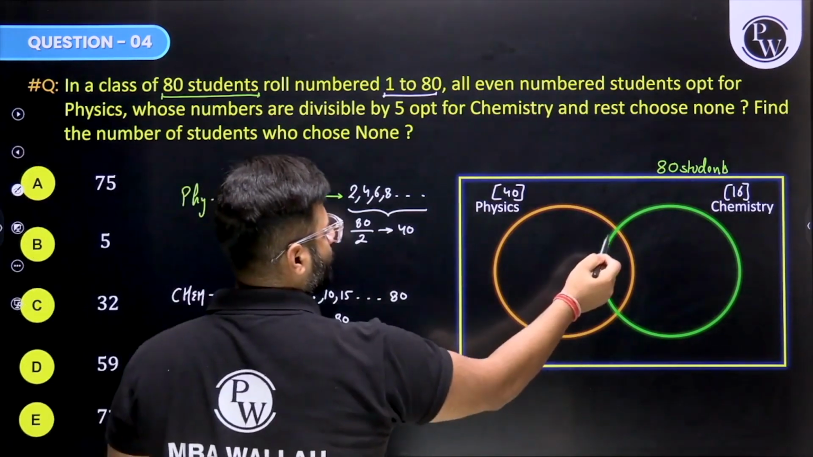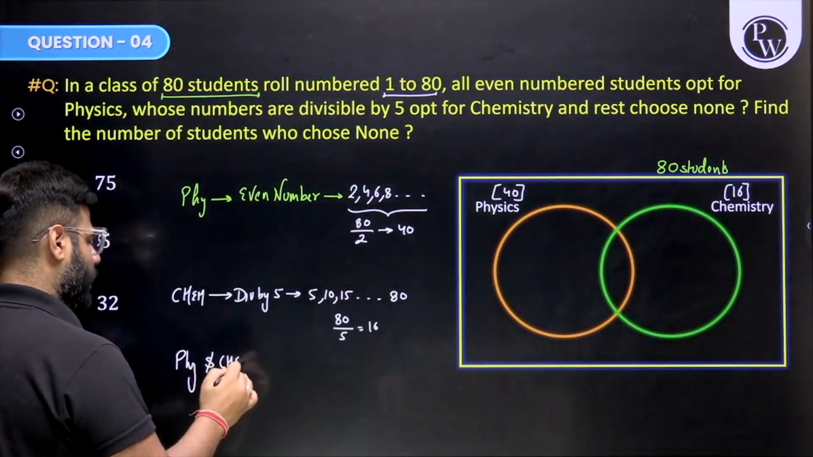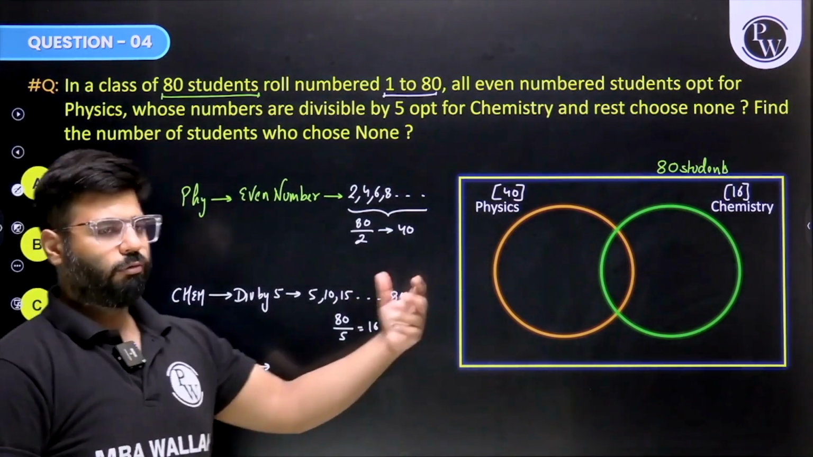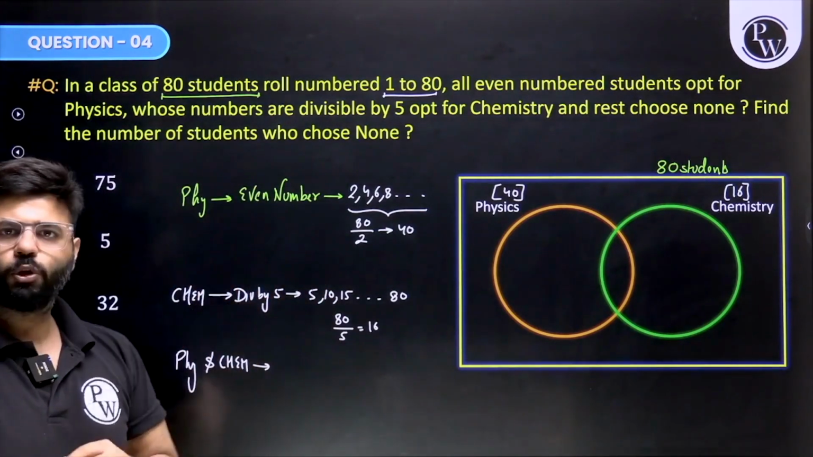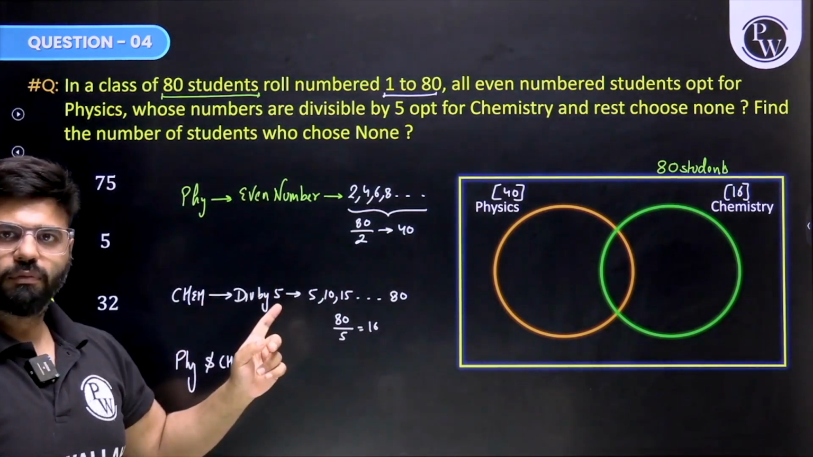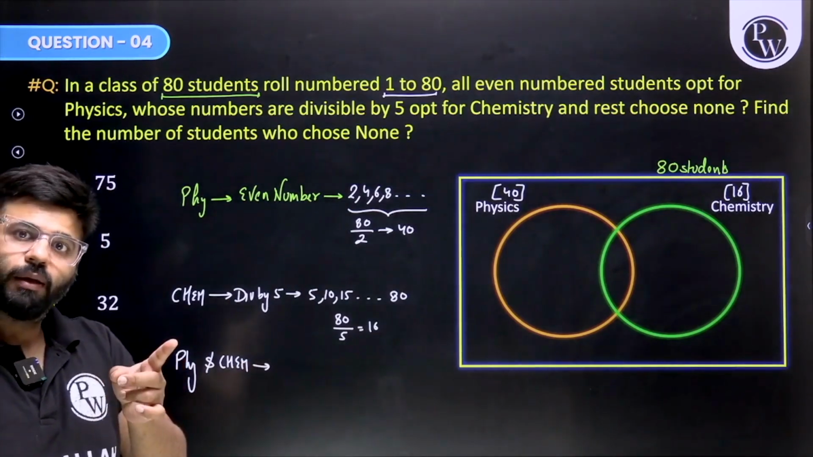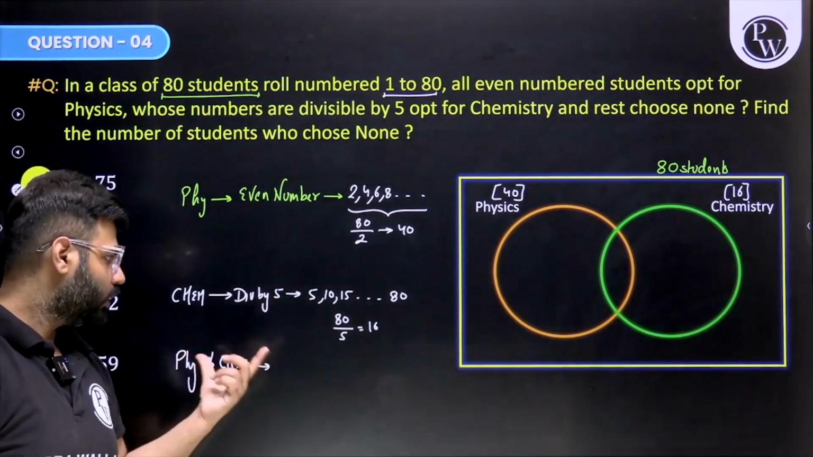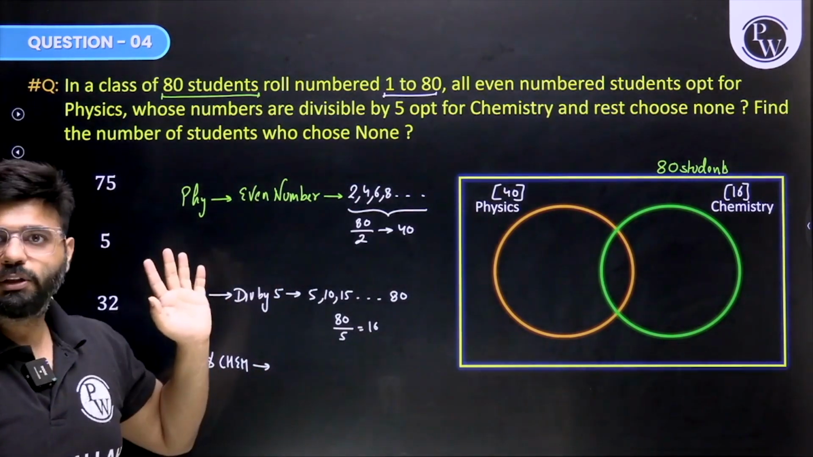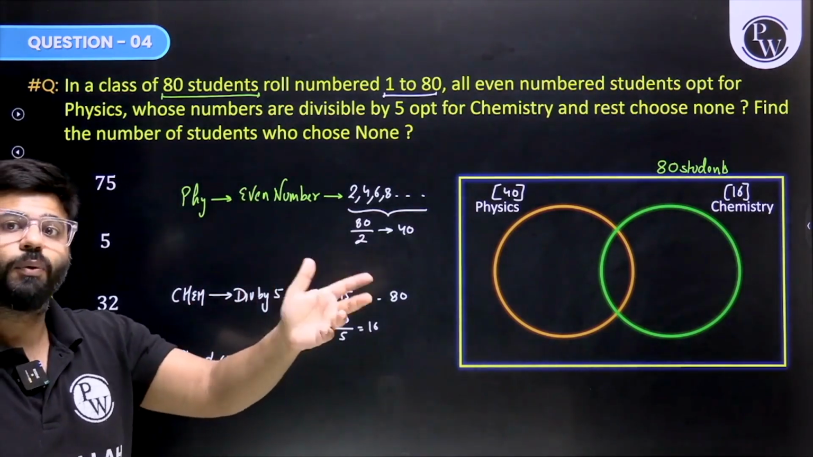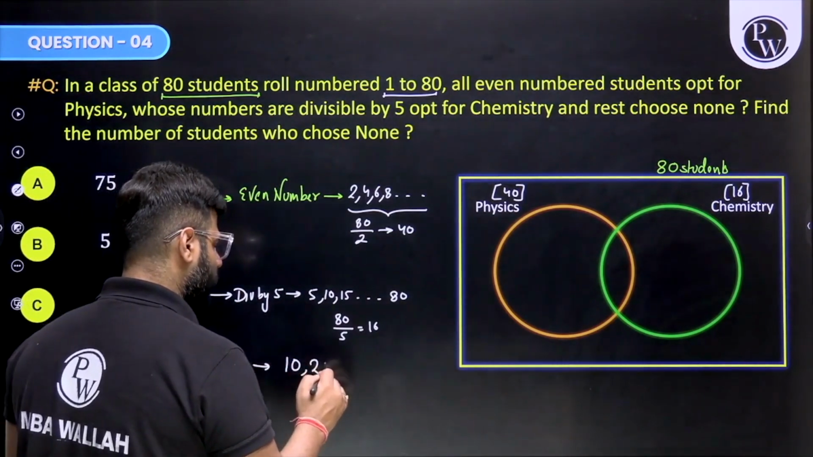Now tell me, what will be the people who opted for physics and chemistry, or the intersection simply? For physics, you need to be divisible by 2, an even number. For chemistry, you need to be divisible by 5. That means these guys have both characteristics. Divisible by 2 and also by 5, meaning 2 times 5 is 10. So divisible by 10, one way of thinking. Another way: you need an even number and a multiple of 5, so an even multiple of 5 is 10, 20, 30, again a multiple of 10. Getting the point?